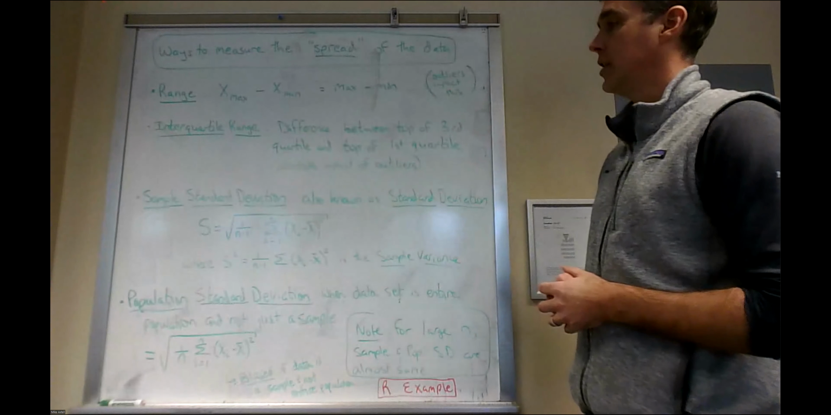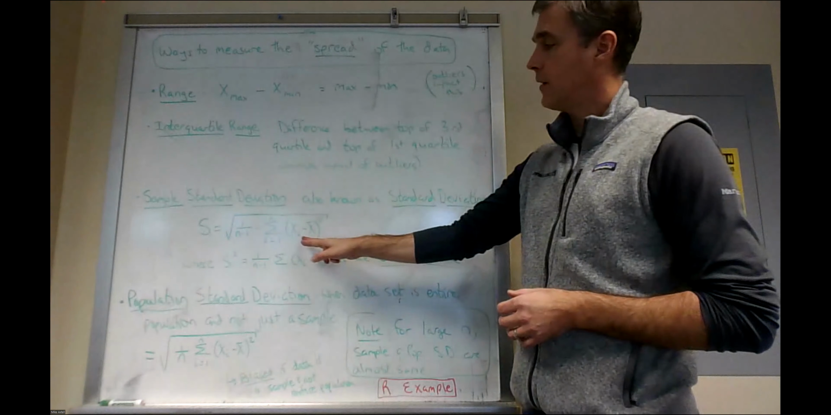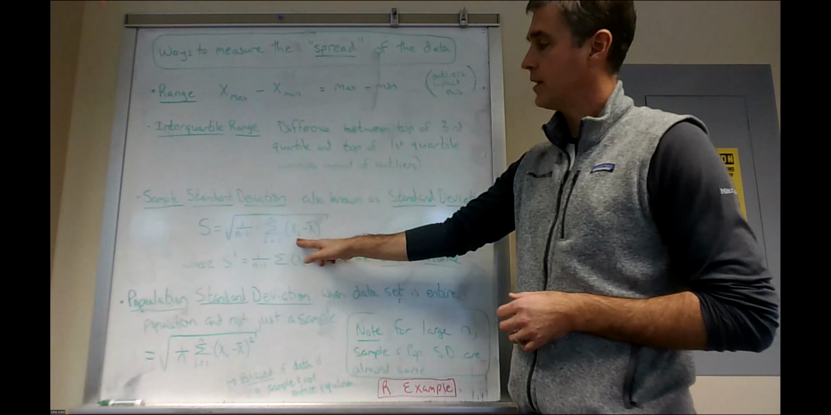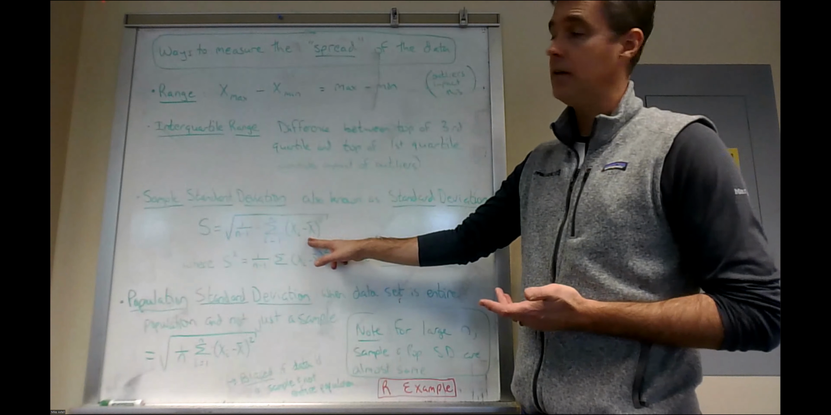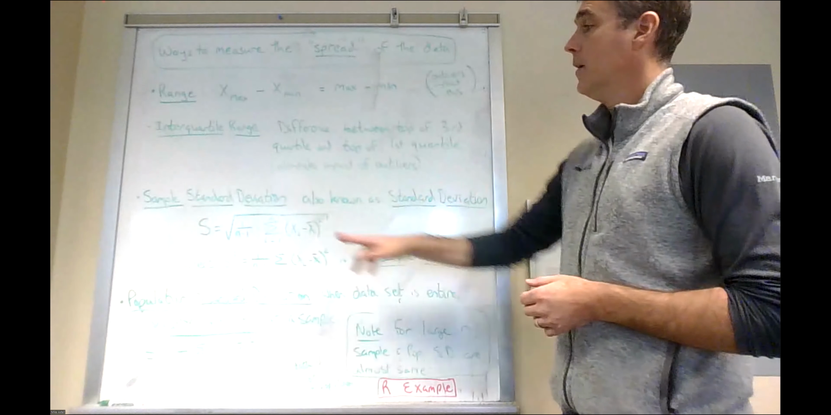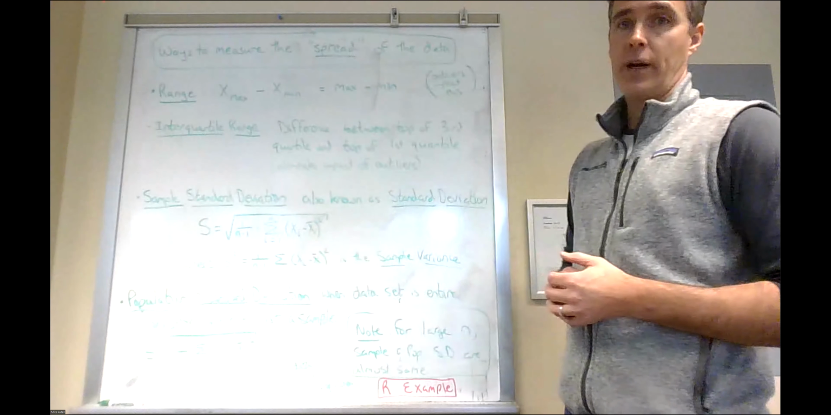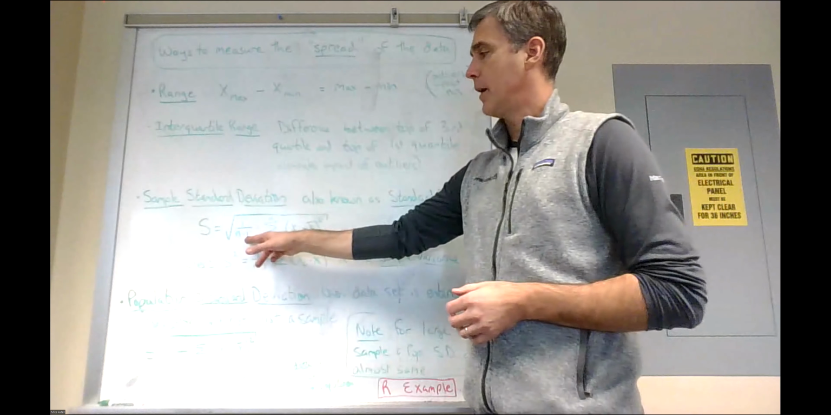The sample standard deviation then takes the difference between the actual data point and the average of all the data points, the mean of all the data points. Take that difference and square it to get rid of negative signs. I want everything to be positive here. Sum up all those squares and divide by n minus 1.